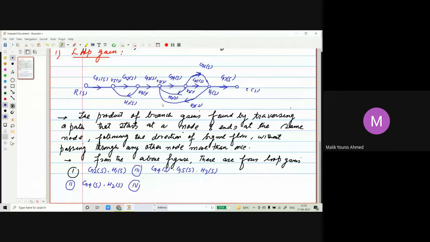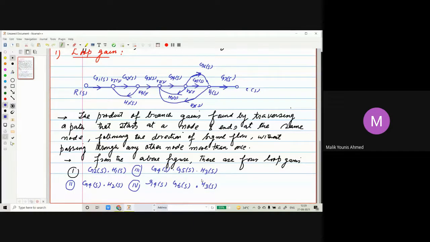Next is G4, then like this. You can see, try to make a loop after this. G4, G6, and H3 again. G4 of S, G6 of S, and again it will be H3 of S. Fine, that is fine. So these are all the possible loop gains that we will be having.